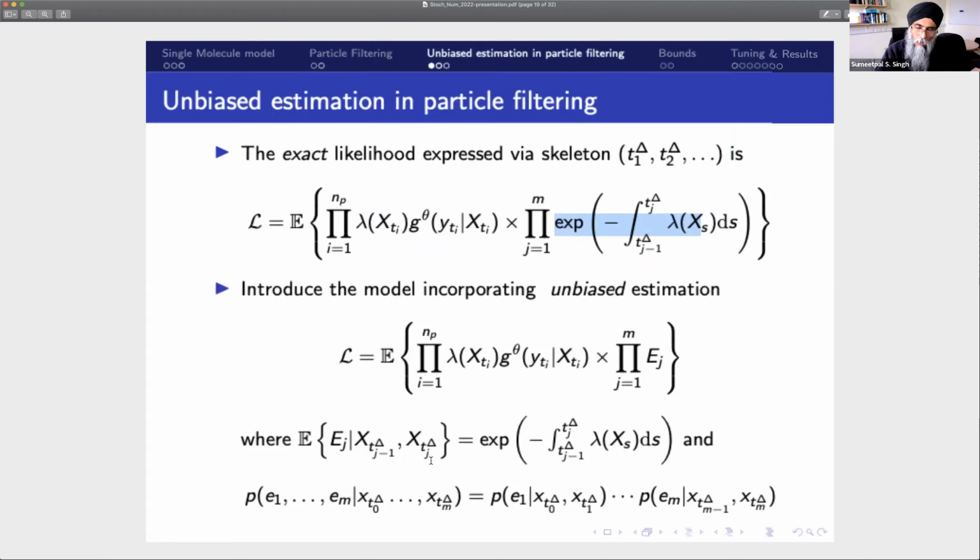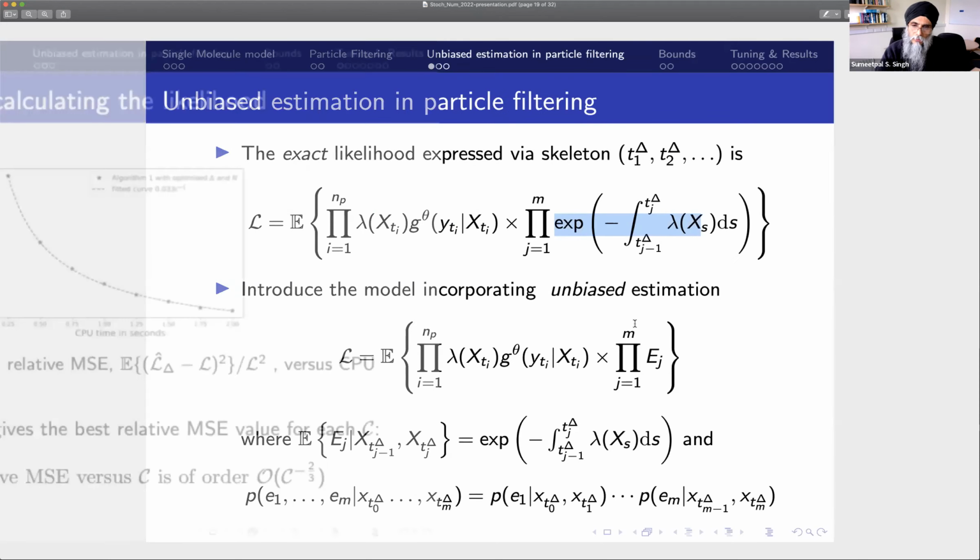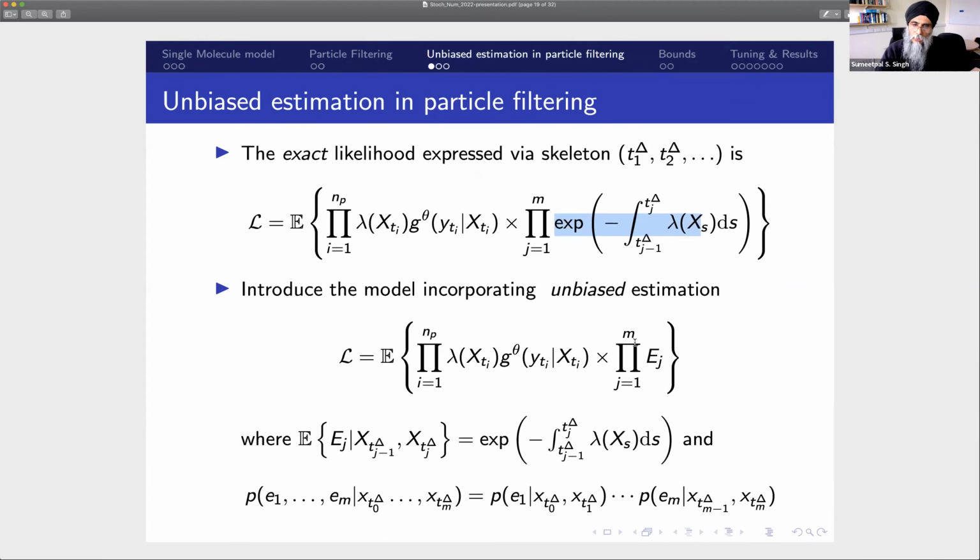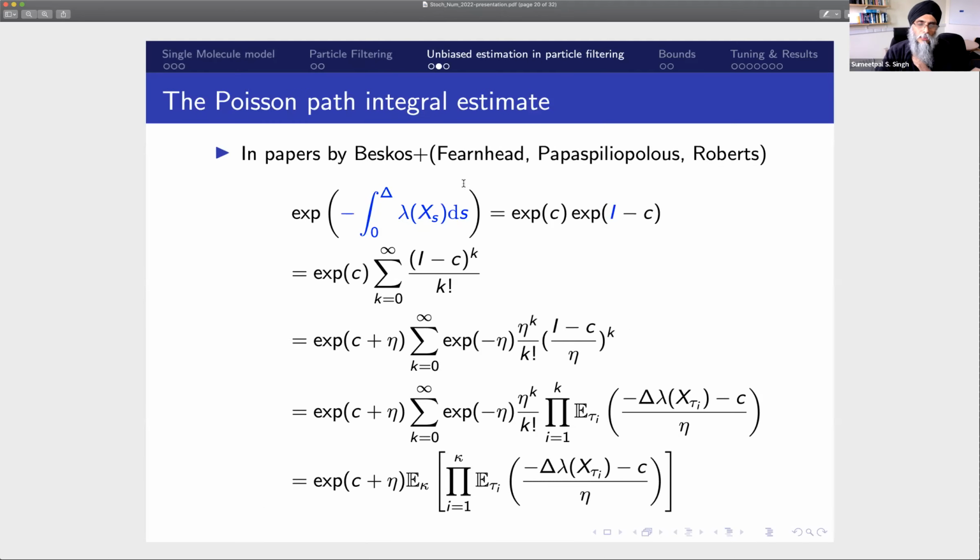Okay, so now, how do we define a model like this? Here we're going to go back and dig into a lot of work that was published about 10 to 15 years ago by Alex Beskos and colleagues. They had looked at these kinds of problems. I'm going to revisit their estimator and hopefully tell you something new about it.